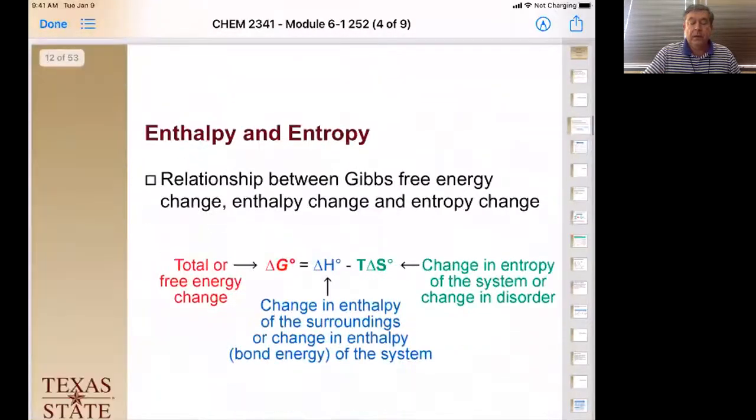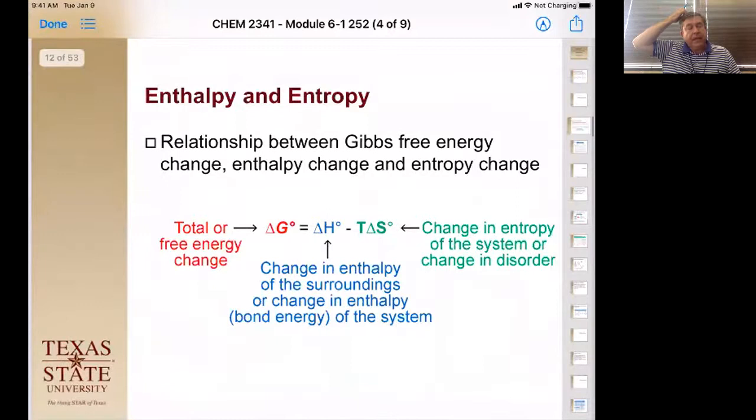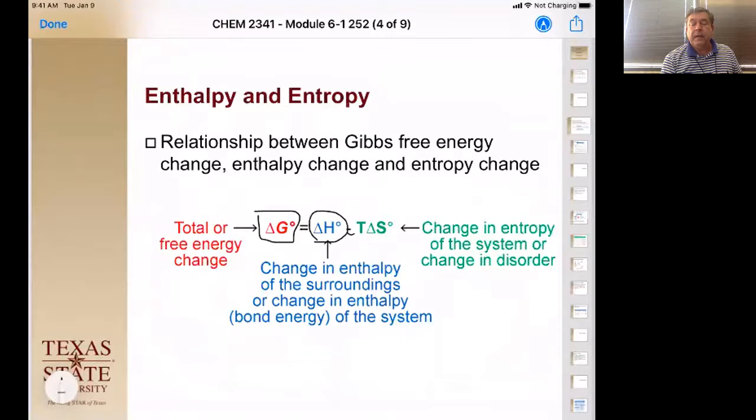Okay. So how does this relate to enthalpy? Because I said enthalpy is what we're going to use most of the time. So enthalpy is really talking about the heat and/or bond energy of the system, okay? But they're related by entropy and temperature, okay? So the change in Gibbs free energy is equal to the change in the enthalpy minus the temperature in Kelvin times the change in entropy of a system, okay?